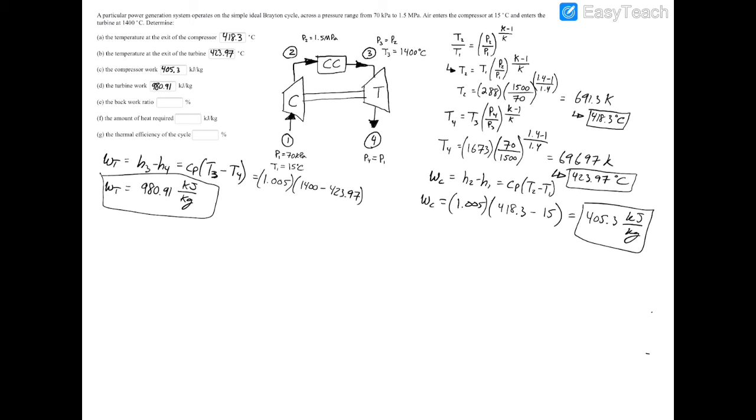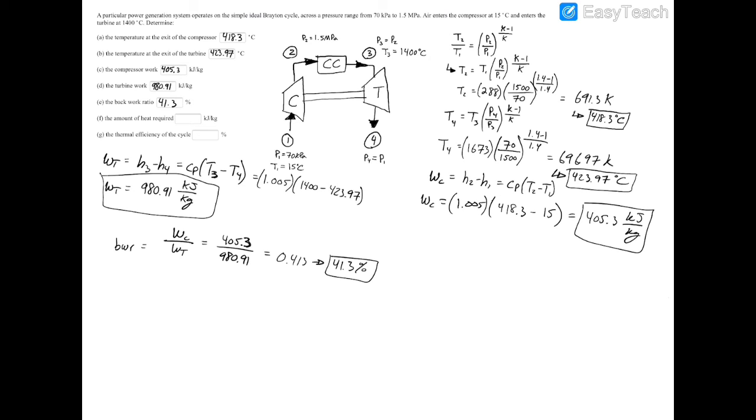And next up's the back work ratio. So BWR, very simply equal to the work of the compressor divided by the work of the turbine. So that's going to be equal to 405.3 divided by 980.91. And that's going to be equal to 0.413, which is also known as 41.3%.